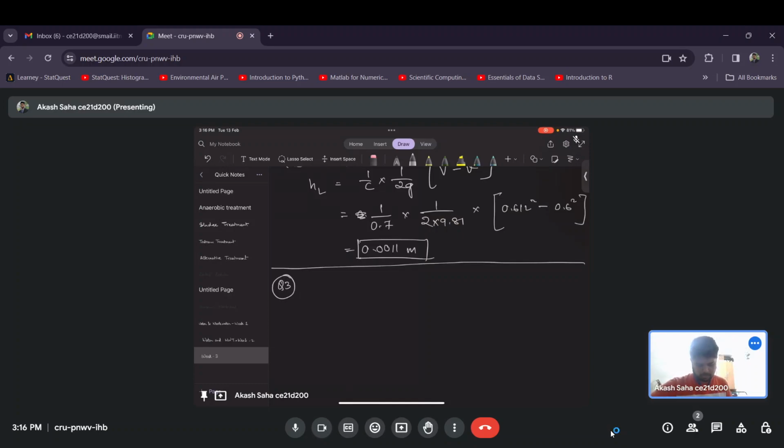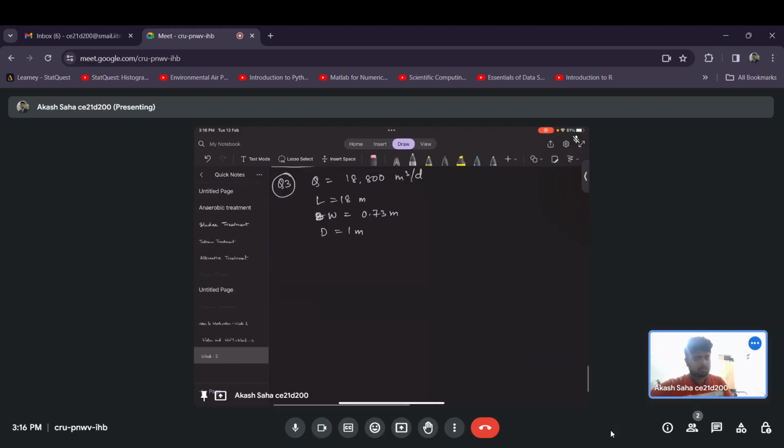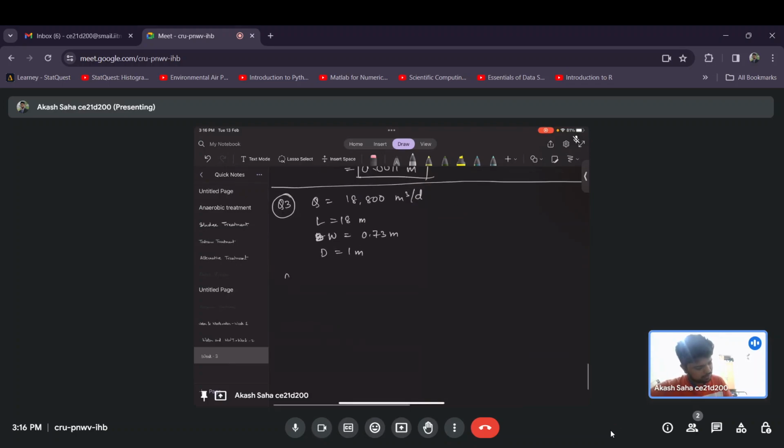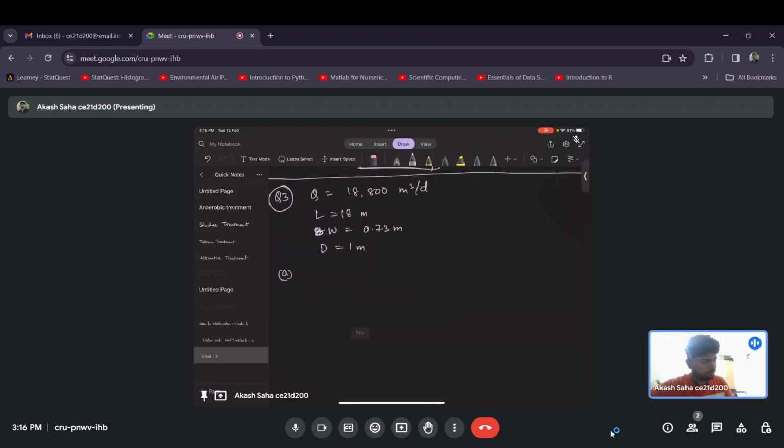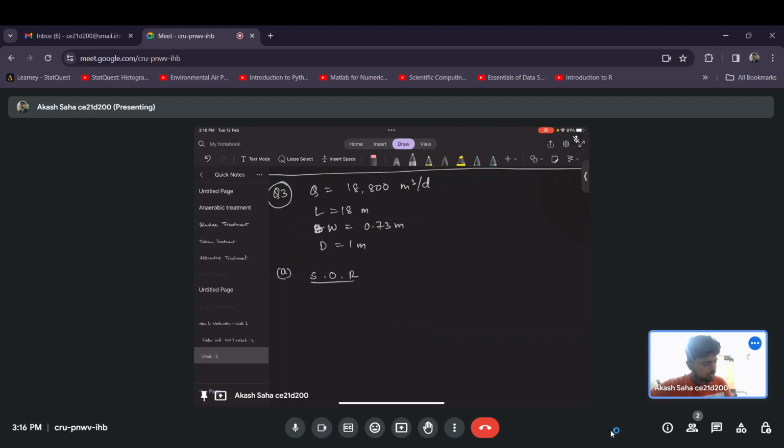So this is my third problem. So here Q is given as 18,800 meter cube per day. L is 18 meters. W, width, is 0.73 meters, and my depth is equal to 1 meter. Okay, so first we will find out the surface overflow rate. So for surface overflow rate, the surface area has to be found out.